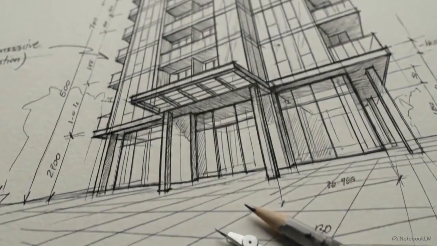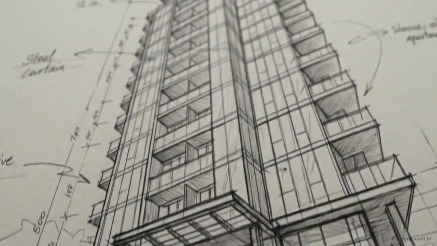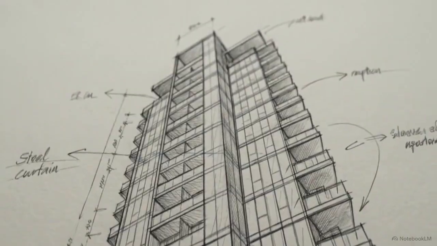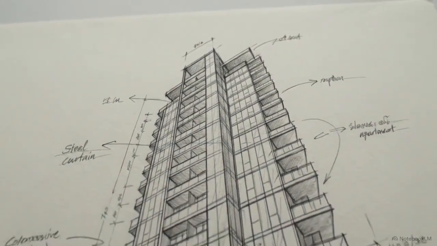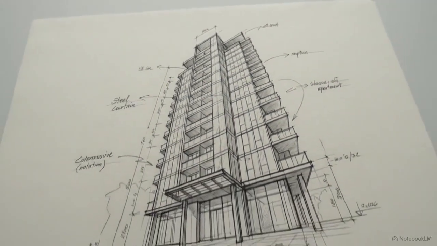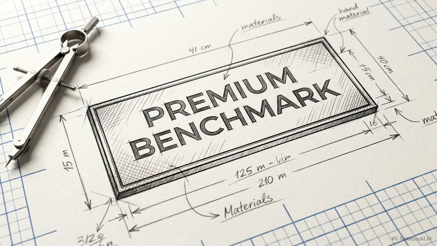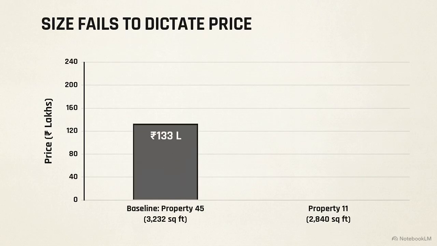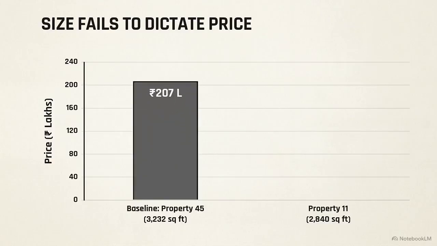In the high-stakes environment of urban real estate, pricing a property feels like an exact science. To understand how economists map this market, we can look at a premium benchmark, Property 45. At 3,232 square feet, Tier 1 Property 45 prices at 2.08 crore, setting our baseline.